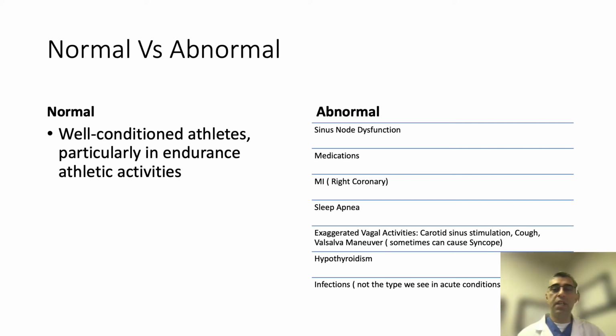Sometimes in endurance activity, we can see this pattern. But abnormal has many reasons. Some people have a problem with the SA node, a dysfunction. These are the people who usually end up having a pacemaker.